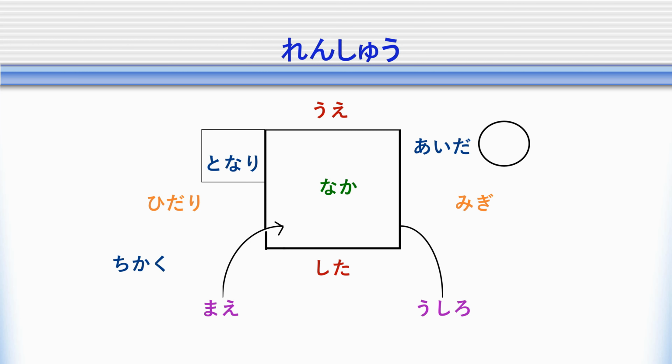So let's review one more time the location words from this chapter. We have ue, on top of or above, shita, under, migi, right, hidari, left, mae, in front of, ushiro, behind, tonari, next to, chikaku, nearby, aida, in between, and naka, inside.